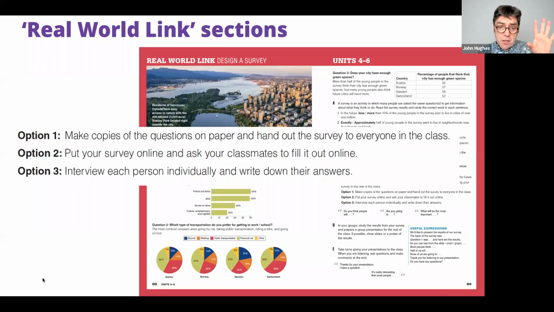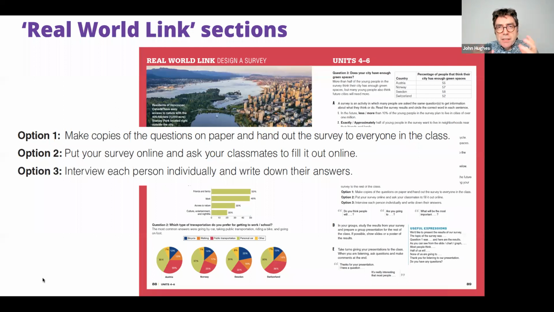Option 2, they could put it online. So if you were teaching online, you could suggest that students use a tool like SurveyMonkey or something like that, or Google Forms to do the survey online and ask their classmates to fill it out for homework. So you're doing the whole thing as an online lesson. Or 3, students could work in pairs, they could interview each other, then they could interview another person, and then they could write down their answers. And obviously they gather all that information and then they present the data about the class.